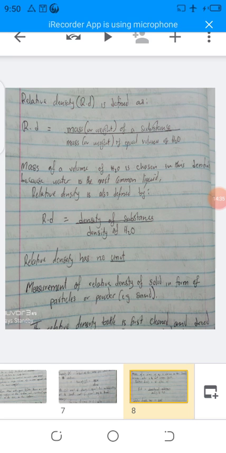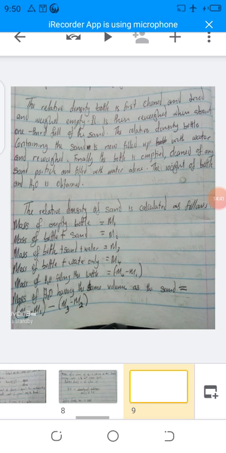Measurement of relative density of a solid in the form of particles or powder, e.g. sand. The relative density bottle is cleaned, dried and weighed empty. It is then reweighed when about 1/3 full of the sand. The relative density bottle containing the sand is now filled up with water and reweighed. Finally, the bottle is emptied, cleaned of any sand particles and filled with water alone. The weight of the bottle and water is obtained.